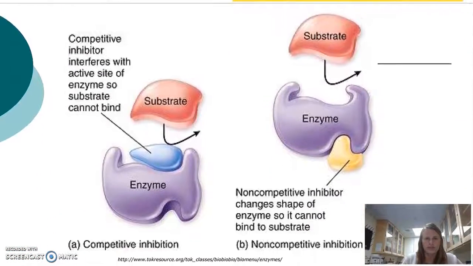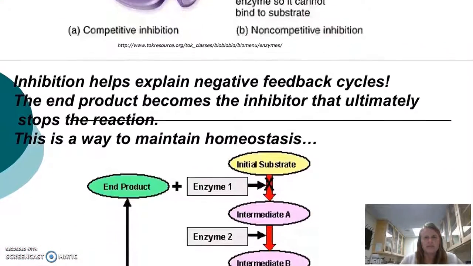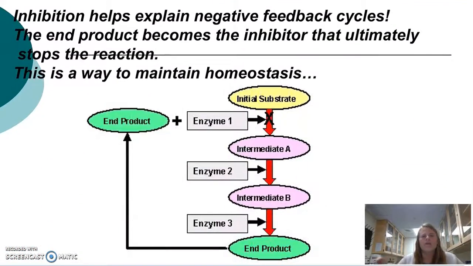Here's another illustration of that, where you see a competitive inhibitor interfering with the active site, whereas a non-competitive inhibitor binds to an allosteric site, a site that isn't the active site, but yet it results in the substrate not being able to bind. Now, inhibition is good because it helps explain some negative feedback cycles, and ultimately the end product is going to stop the reaction, and it's a way of maintaining homeostasis.